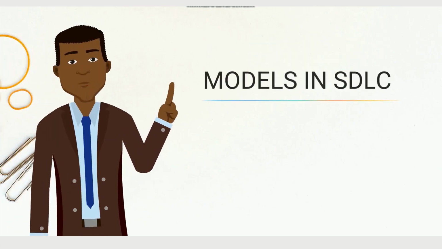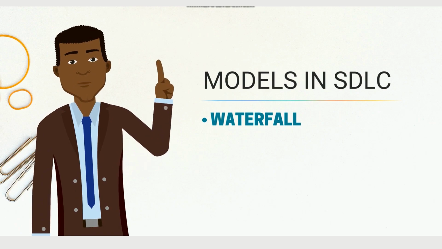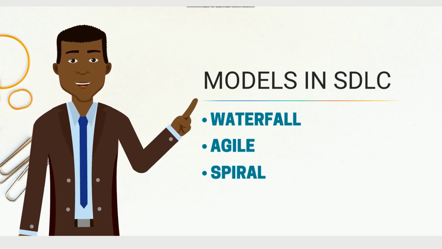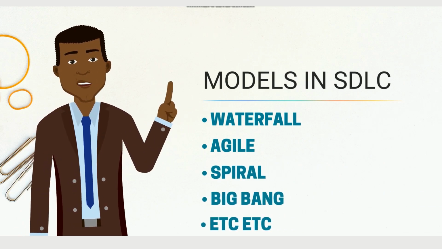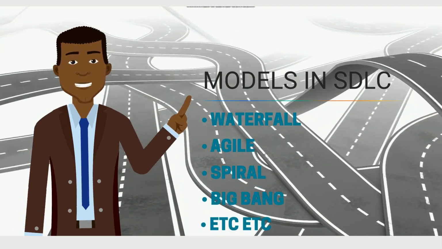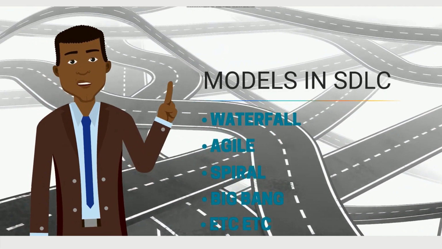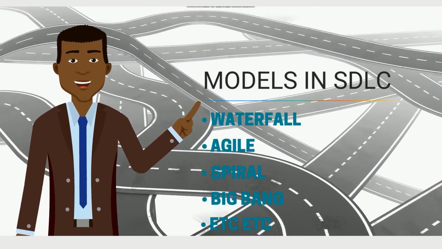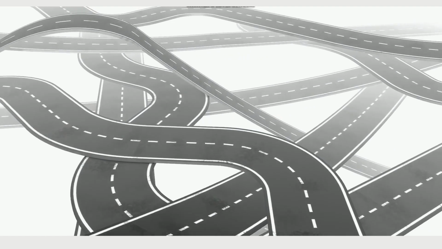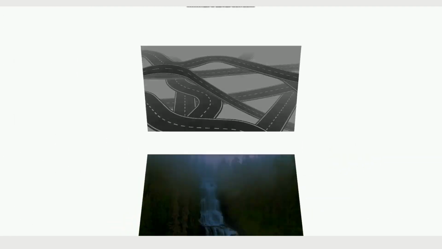There are different models in SDLC. We have the waterfall model, agile, spiral, big bang, and there are a few others. You can understand these models as paths or roadways to reach the same destination, as you would choose a roadway based on different factors like cost, risk, and time taken to reach your destination.